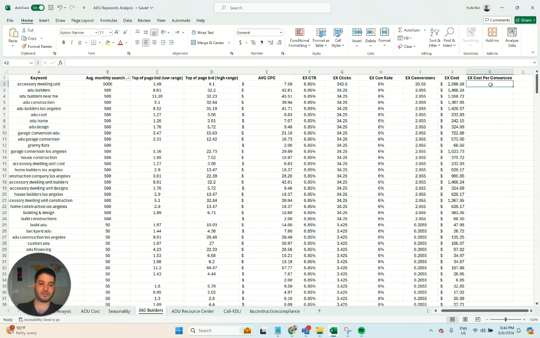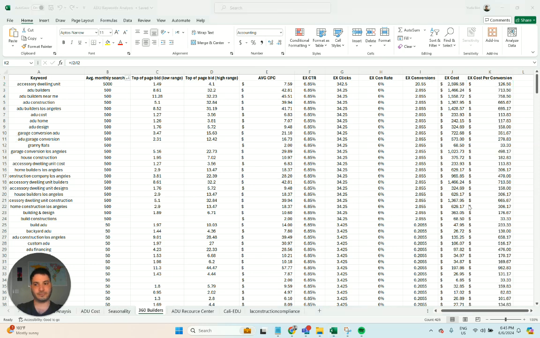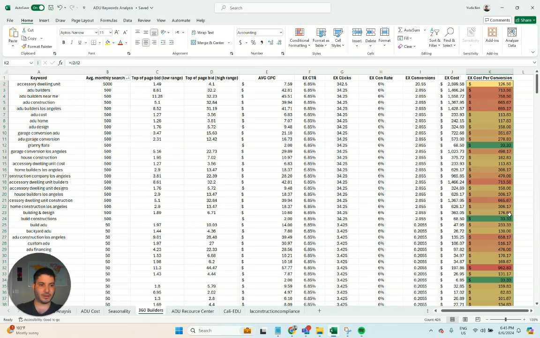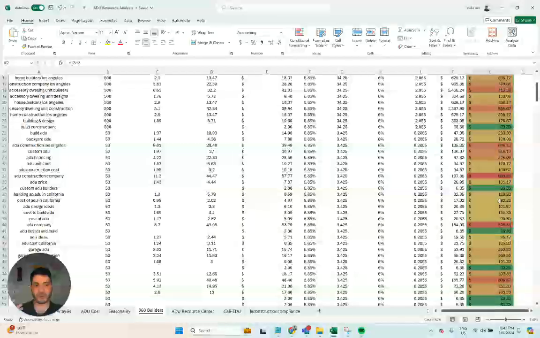What we're trying to see is the actual cost per conversion. So we're going to grab our conversions and divide it by cost. I'm sorry, that's the wrong calculation. We're going to grab our cost divided by conversions. And here we go. We're going to see the average cost per conversion. Now here we have an overall overview of cost per conversion, and we can grab our conditional formatting colors, green to red. And there we could go ahead and choose your keywords.